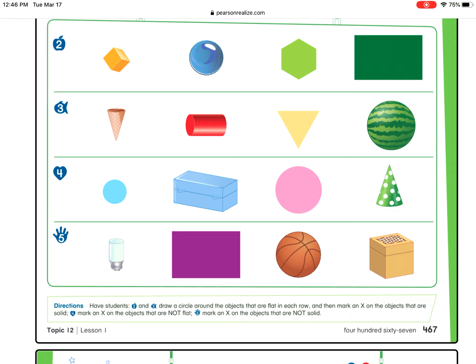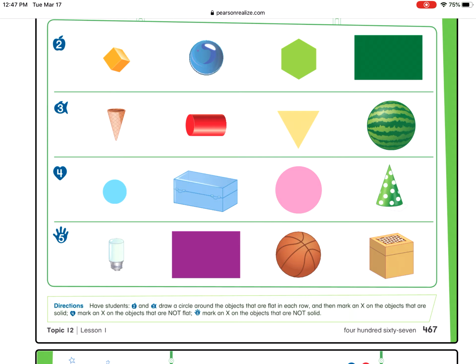You have a cone, a cylinder, a triangle, and you have a watermelon. So this one, be careful because the watermelon is actually not a flat shape. It's actually a solid shape. So if it's a solid, it has to be an X. So I kind of already gave you a clue there, okay? 4 and 5, it says mark an X on the objects that are not flat. So number 4, it says which ones is not flat.